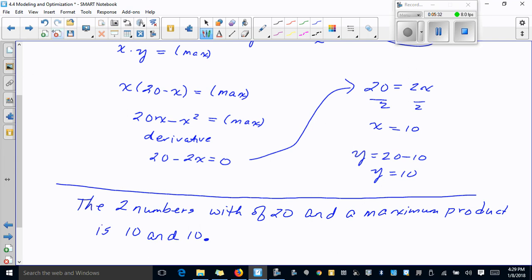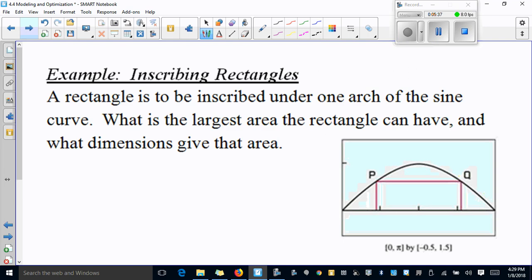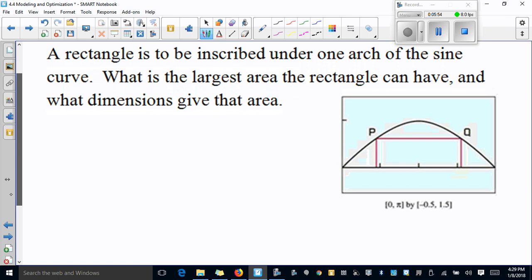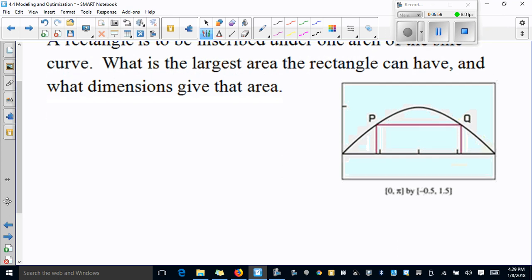All right, so that was a simpler version of the types of problems you'll see. Here's another kind of problem. A rectangle is to be inscribed under one arch of the sine curve. What is the largest area the rectangle can have, and what dimensions give that area? Now, they drew the picture for you, so you only need to use the picture to come up with a model. They are telling you that this is starting at 0 and going to pi, so you don't even have to guess on that. So you know that your value is somewhere less than 3.14.